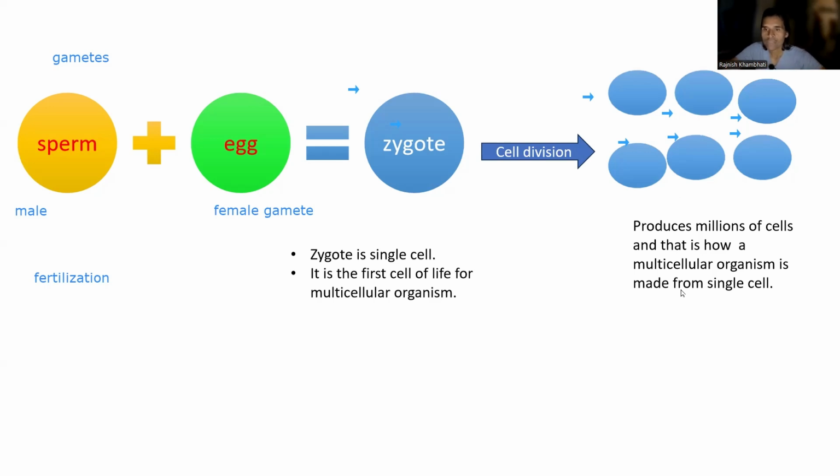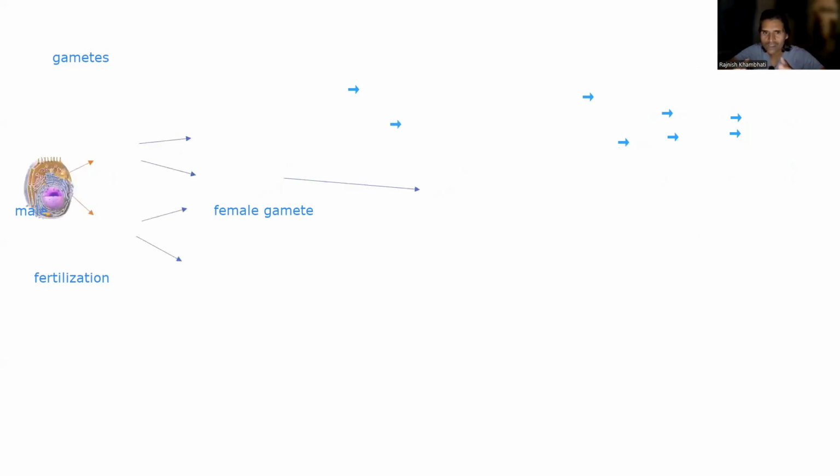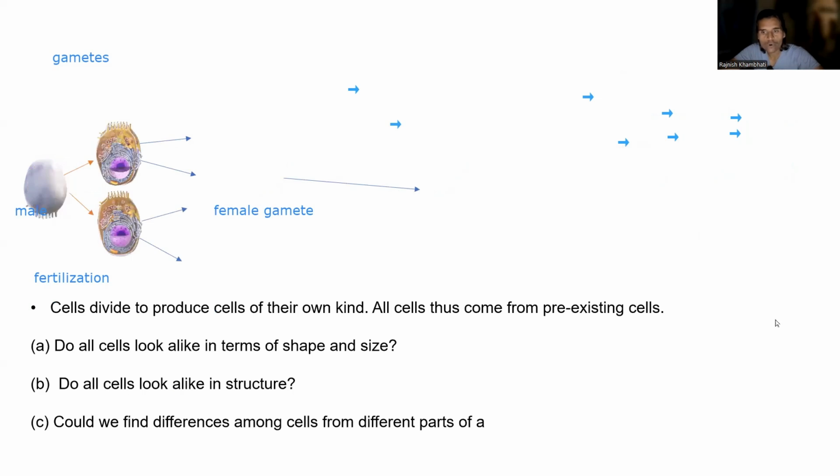Okay, now through cell division it will produce millions of cells, and that is how a multicellular organism is made from a single cell. So from one cell it will make a big multicellular structure. I hope that this point is clear. Now, this is the kind of visual. You can see this is one cell, and that one cell undergoes cell division.